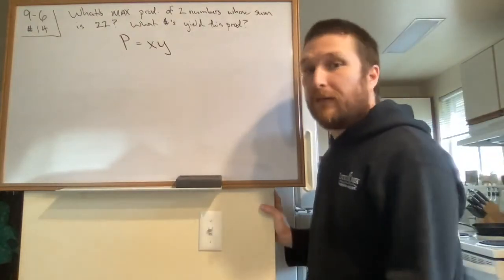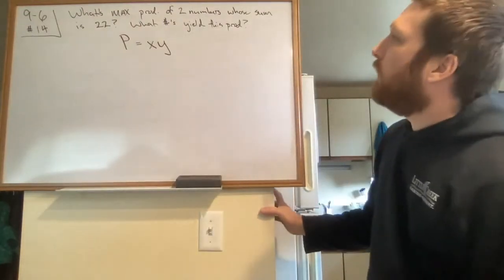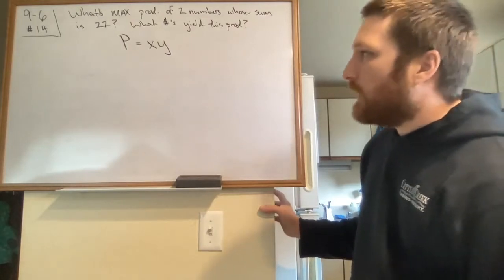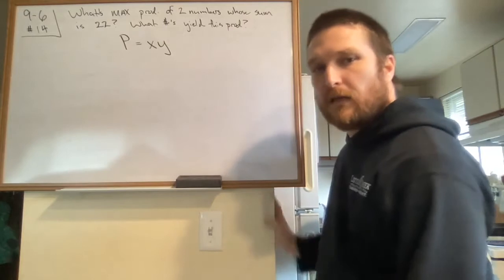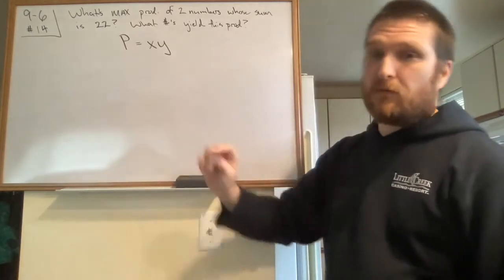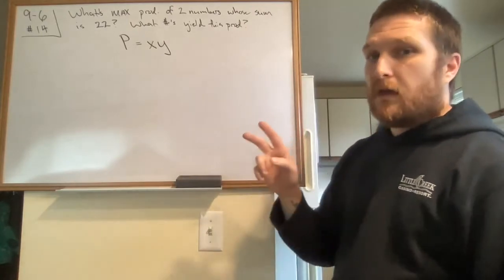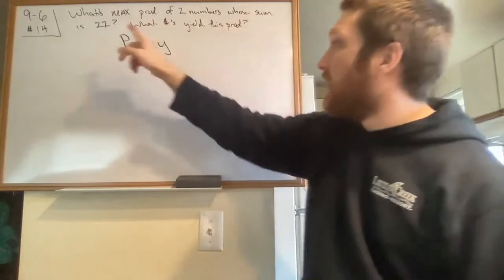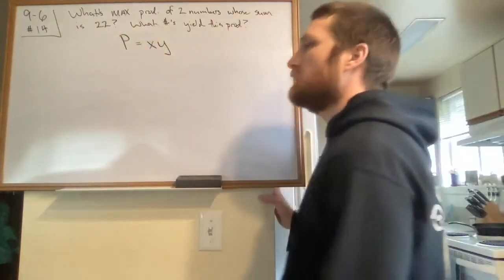That's what we're going to call it. P is the product. Okay, whose sum is 22? All right, well, then that's my constraint, right? So I'm starting with a function of two variables. I want to drop it down to a function of one variable, and I need a constraint to do that. And we are constrained by the sum of these two numbers being 22.